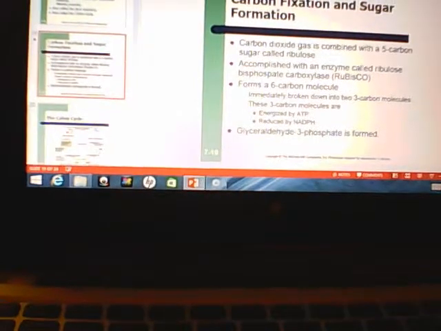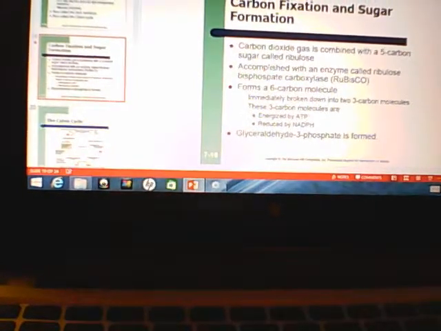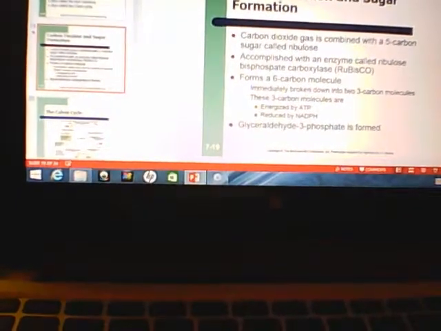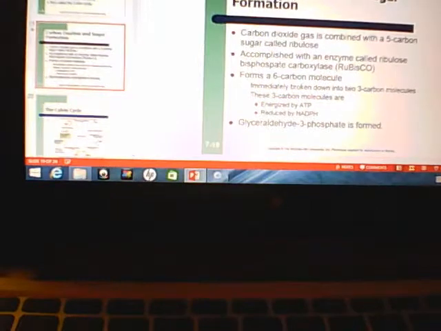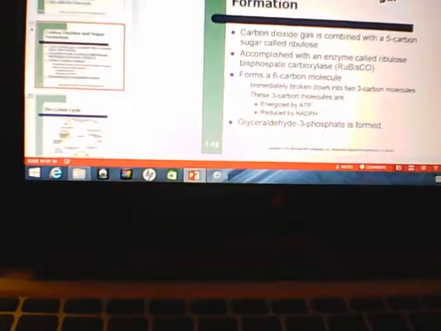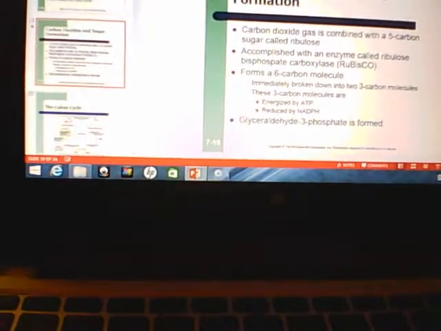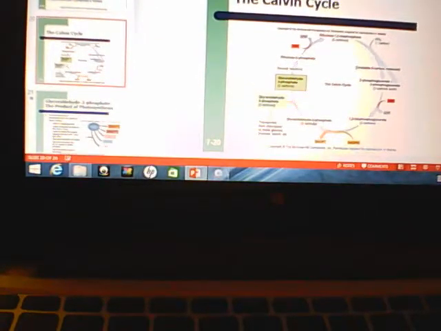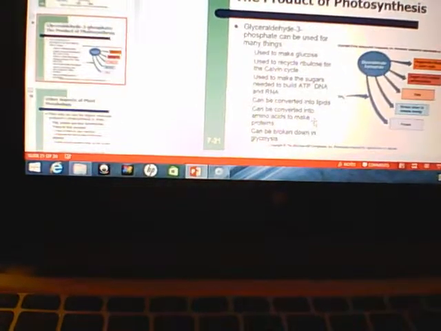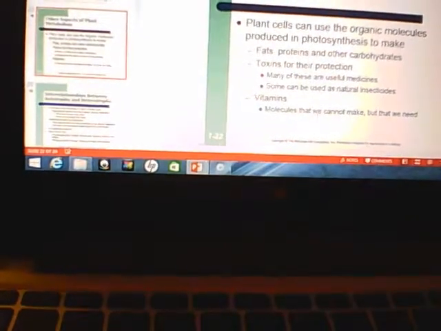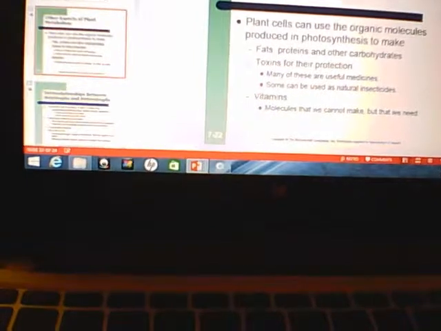All right. Now that we have our electrons and our ATP and we have our carbon dioxide, carbon dioxide with an enzyme called ribulose bisphosphate carboxylase, or rubisco, breaks down into a 3-carbon molecule, and this gives us glyceraldehyde 3-phosphate. And that then goes into the Calvin cycle and helps us to generate our ATP. Don't ask me any questions about that, so we will not dwell on it.